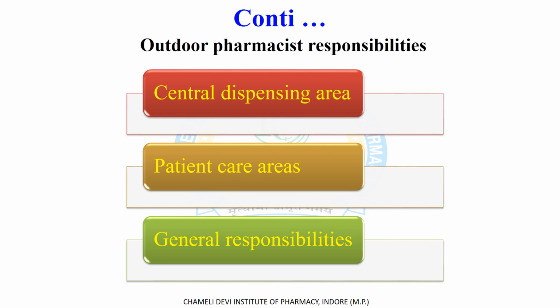The second point is the patient care area. In this area, their role is to periodically inspect the medical area to identify drugs brought by patients to the clinic, record the patient's medication history, monitor drugs, and counsel the patient on the proper use of their medication. The last point is the general responsibilities of pharmacists in outpatient care.